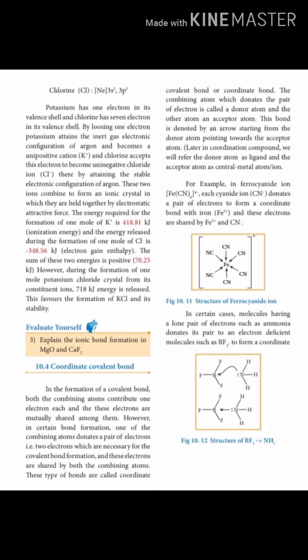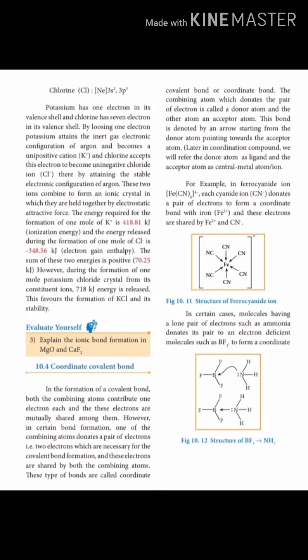The combining atom which donates the pair of electrons is called the donor atom and the other atom the acceptor atom. This bond is denoted by an arrow starting from the donor atom pointing towards the acceptor atom. For example, in the ferrocyanide ion, the cyanide ion donates a pair of electrons to form a coordinate bond with the ferrous ion, and these electrons are shared by ferrous ions and cyanide ions. Structure of ferrocyanide ion.